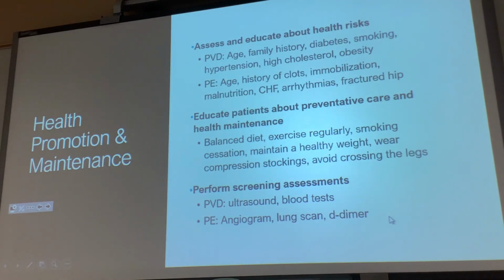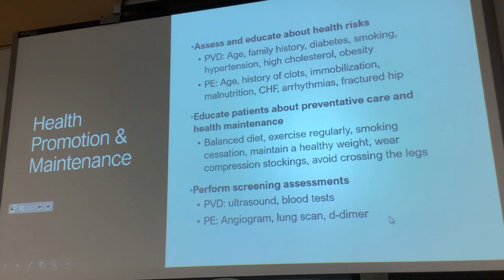And then health promotion and maintenance. So we're going to assess and educate them about the health risks. So for peripheral vascular disease, the health risk is going to be age. Older adults are more prone. If you have a family history, diabetes, smoking, hypertension, high cholesterol, and obesity. These things all block the arteries and narrow them, and so that prevents the blood from flowing to all the limbs.